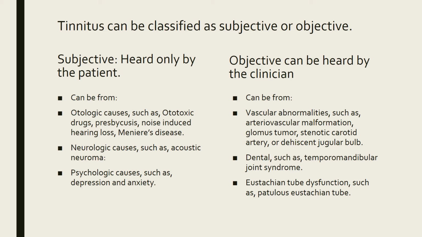Glomus tumor is typically observed on physical exam of the middle ear space. It's blue in color. An arterial bruit or venous hum is heard upon auscultation.